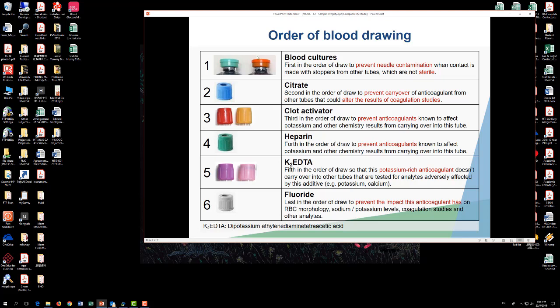So we should follow the order in order to prevent any contamination or carryover of the additives. If contamination occurs, that will affect the final results. If there is any contamination or carryover of the additives, there will be false results.